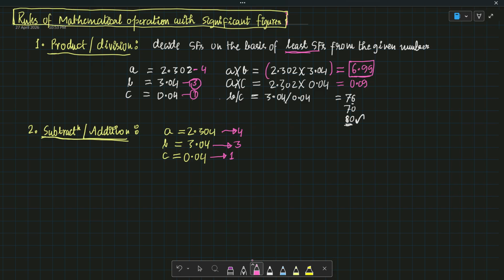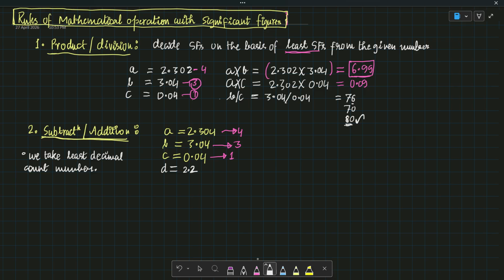And let's take another number. Let's say we have d, and that is equal to 2.2. In case of addition and subtraction, the rule is that we take the least decimal count number. What do we do in case of subtraction and addition? We take the least decimal count to be the deciding factor for the rule of addition.